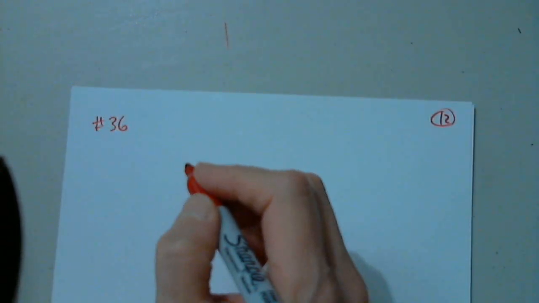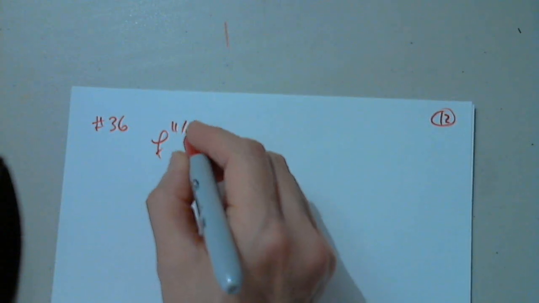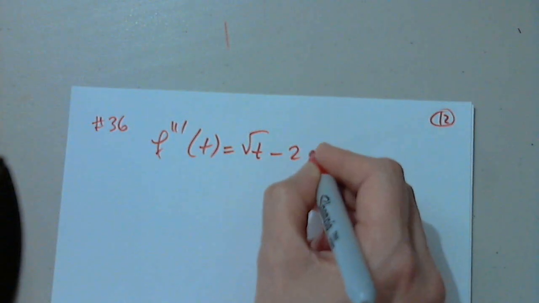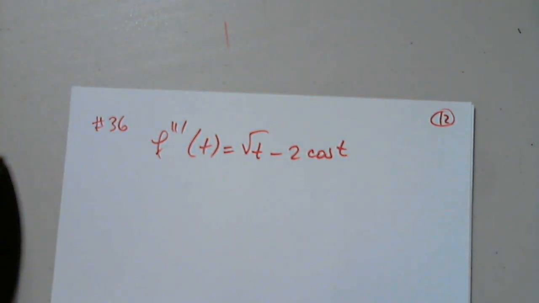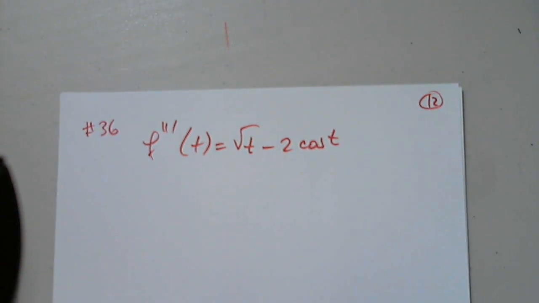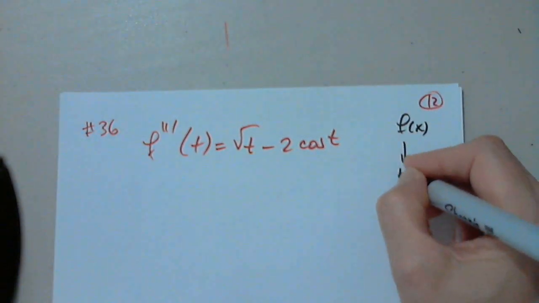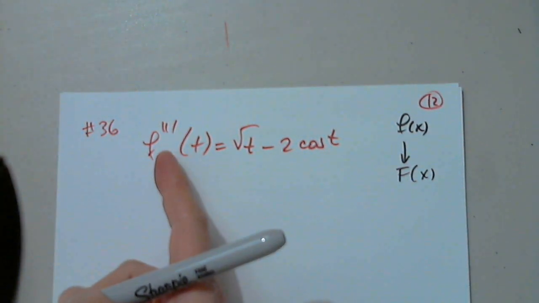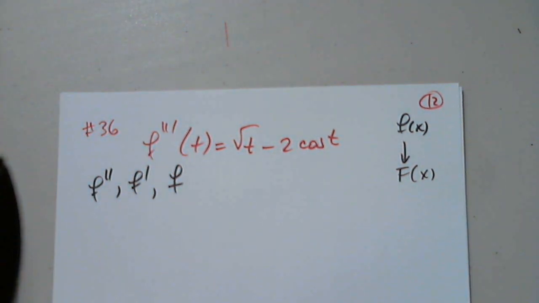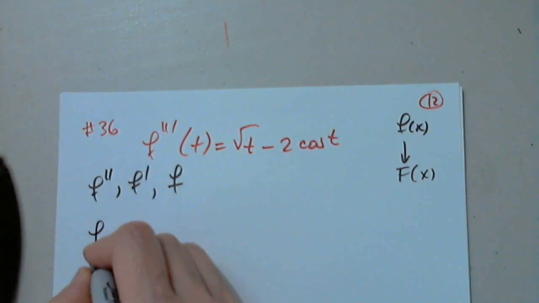Let's take a look. I'm on page 12, and we want 36. And in 36, we have the third derivative of t, the square root of t minus 2 cosine t. Perfect. Since we are given lowercase f, we stick with the notation. If we are given f of x, then we have to use the notation uppercase f of x, but if we are given the third derivative, we have to continue with the second, and then the first, and then the function. Perfect. So I have to find the second derivative first.